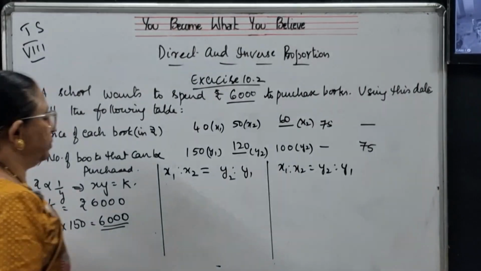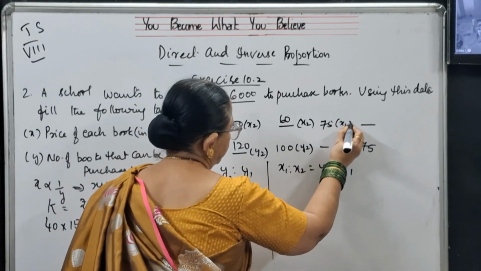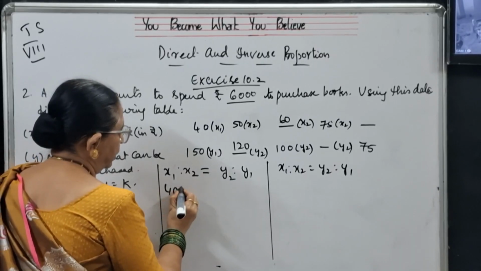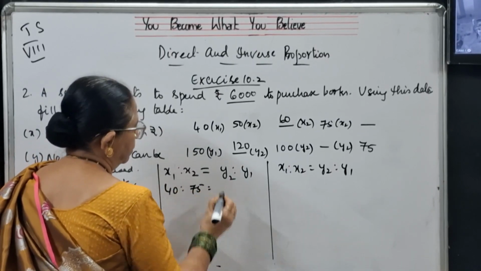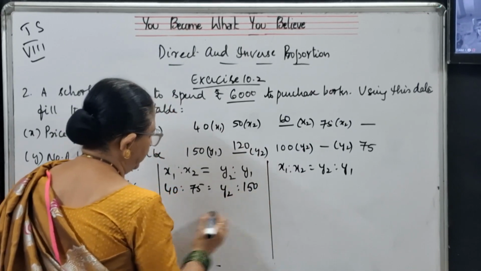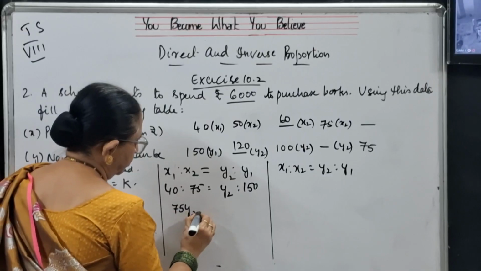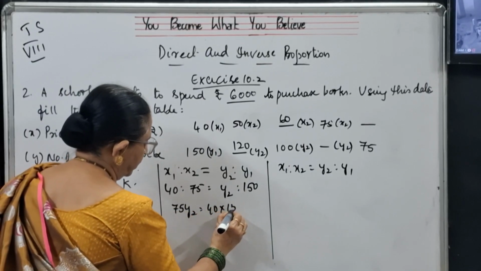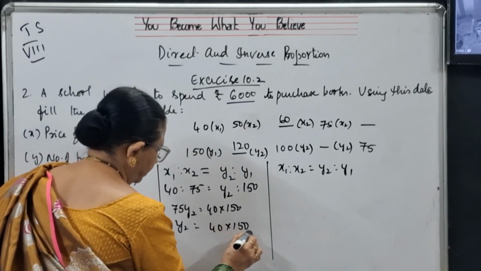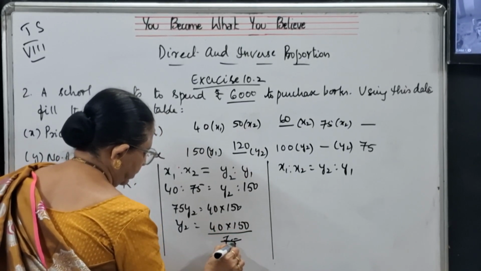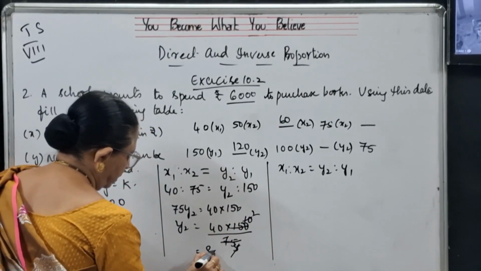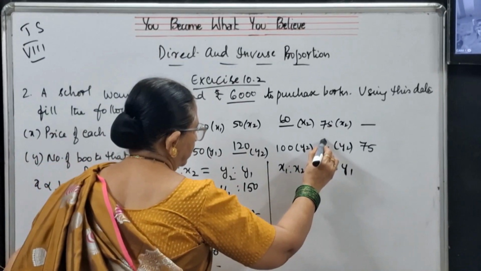Now this part if you do, this becomes x2, this becomes y2. So here x1 40 is to x2 75 is equal to y2, which we don't know, is to y1 150. So 75 y2 is 40 into 150. y2 is equal to 40 into 150 by 75. 15 5s are 75, 15 10s are 150, 5 1s are 5, 2s are 80. So here you will be getting 80.